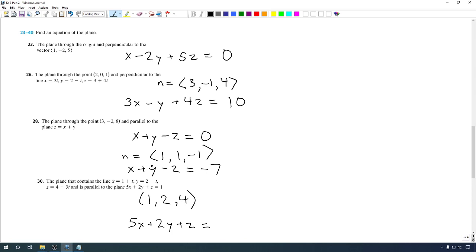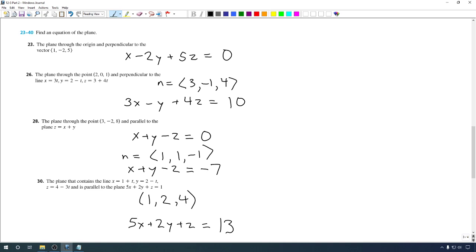And so if we plug in 1, 2, 4, we should actually get what we need. So we have 5 times 1 is 5, plus 2 times 2, so 5 plus 4 gives us a 9. Then we have to add 4 to that. 9 plus 4 is going to give us a 13.